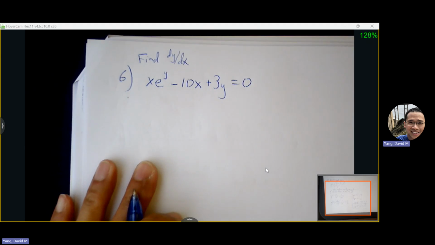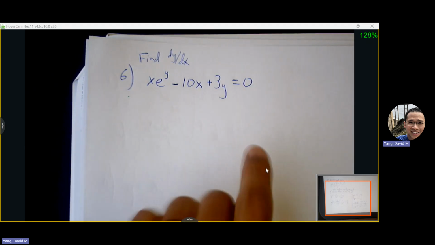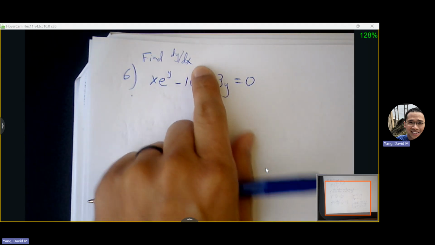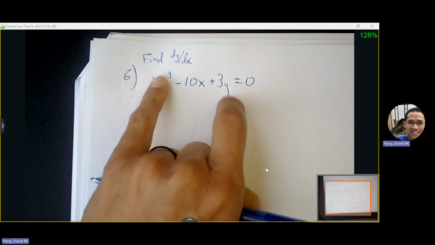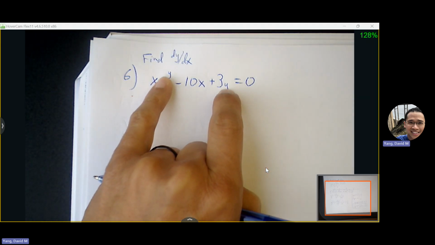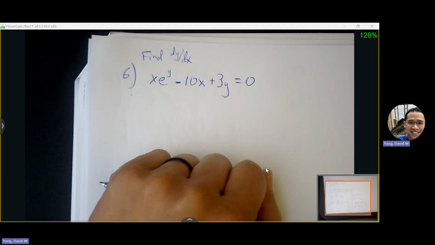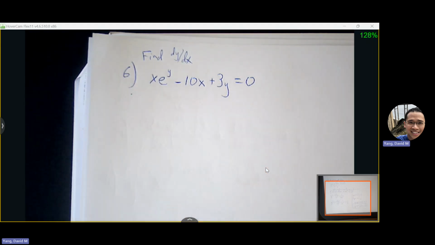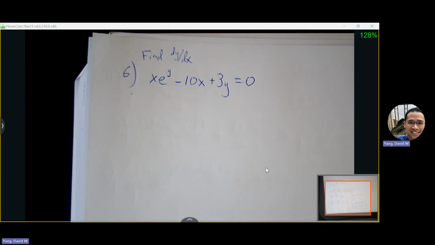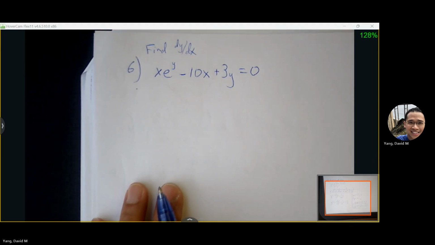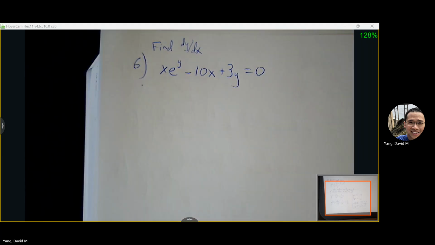Okay, we want to find the derivative of x e to the y minus 10x plus 3y equals 0. We know there's implicit differentiation even without the problem telling us, because we see y's a little bit out of place. We need power rule, we need exponential function, and there's one more thing we don't want to miss. What else is involved as part of our derivative process?